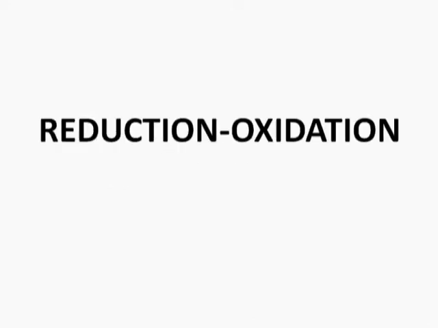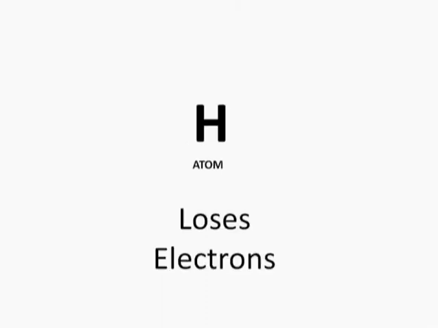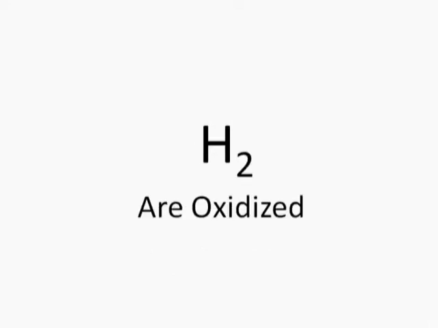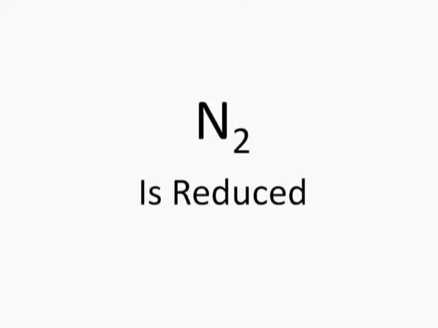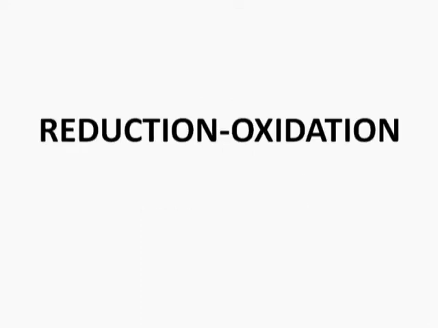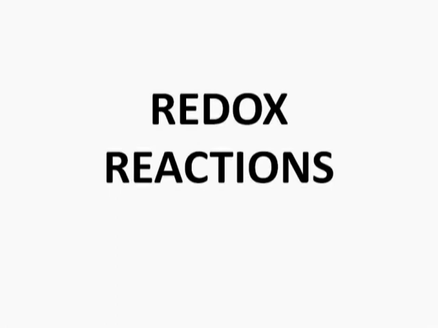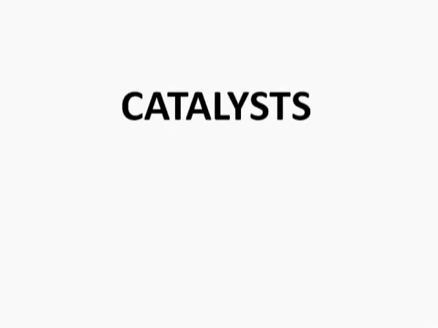In the reaction of nitrogen with hydrogen, the hydrogen atoms lose electrons and undergo oxidation. In other words, the hydrogen atoms are oxidized. The nitrogen gains electrons and undergoes reduction. In other words, the nitrogen is reduced. Because oxidation and reduction both occur in this reaction, it is known as an oxidation-reduction reaction or redox reaction.